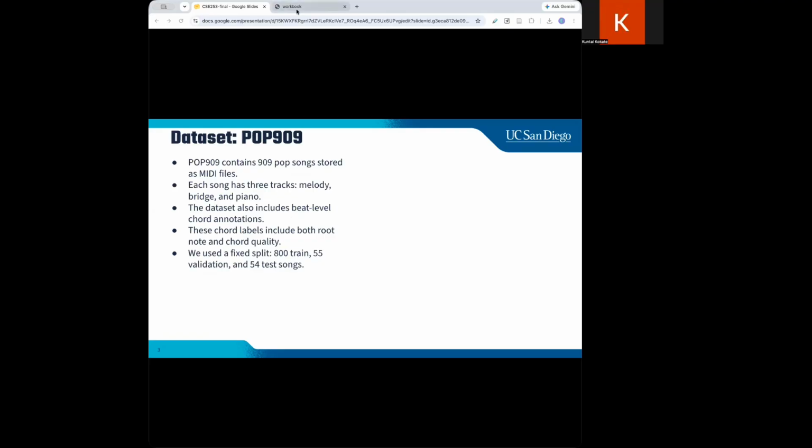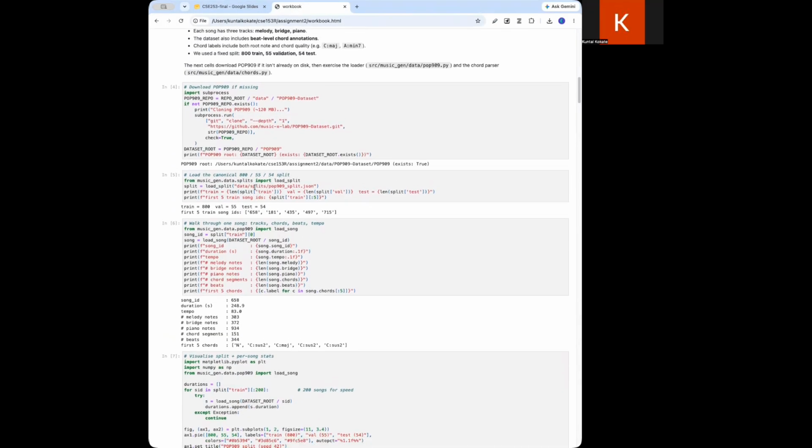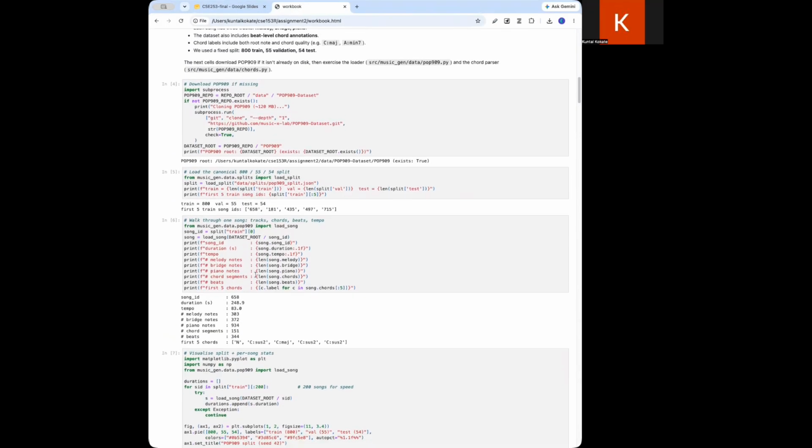In the code, you can see that the loader returns one POP909 song with melody, bridge, chords, beats, and tempo ready to feed into the tokenizer or the evaluators.